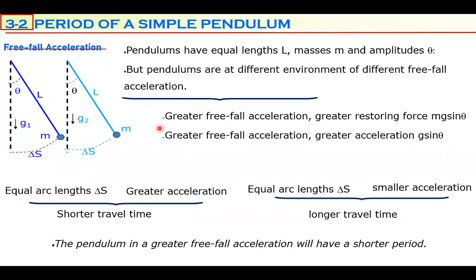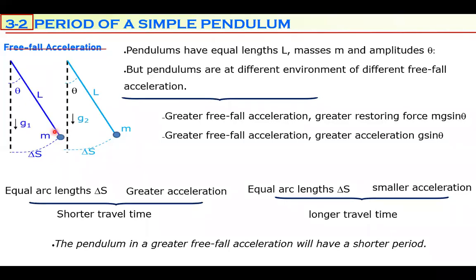Free fall acceleration has an effect on the period, because greater free fall acceleration means greater restoring force according to mg sine theta. Greater acceleration according to g sine theta. If acceleration is greater, because they have the same length, the period will be shorter. For that reason, yes, free fall acceleration has an effect on the period. According to the equation also you can get it, T is equal to 2 pi root of L over g.